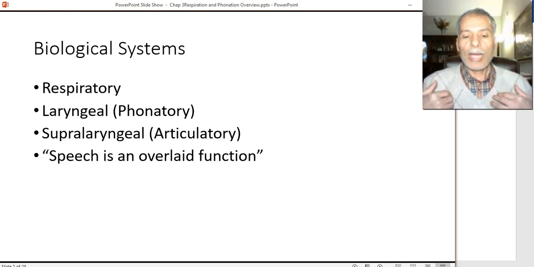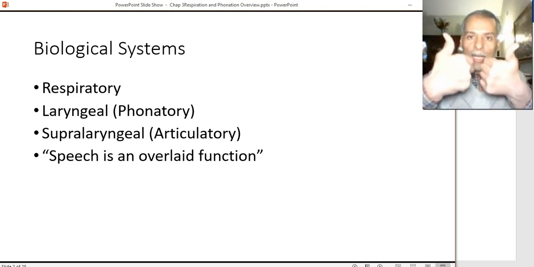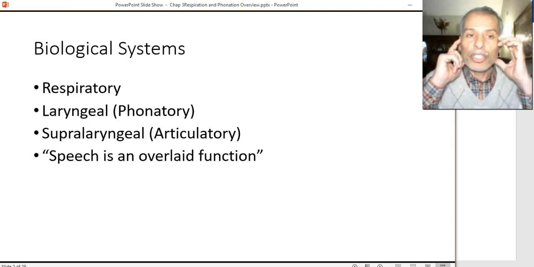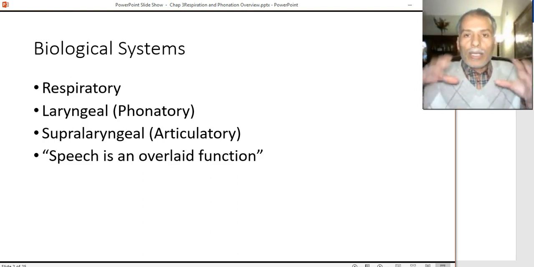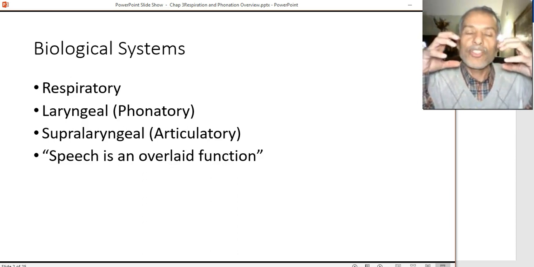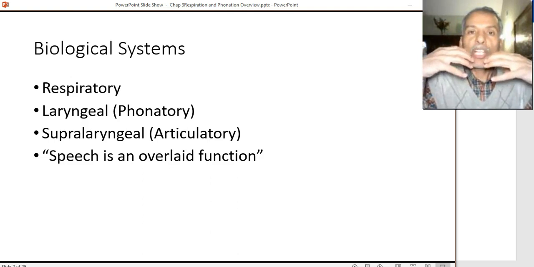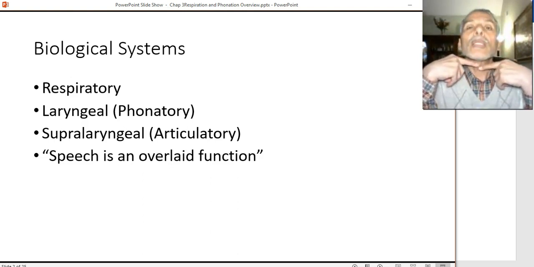So as it relates to speech, when we inhale, we fill up our lungs with air, and as we exhale, we use the exhalation to produce speech. So in summary, the lungs enable us to have the energy, the air that enables us to build air pressure, and that air pressure from the lungs will enable us to vibrate the vocal folds.